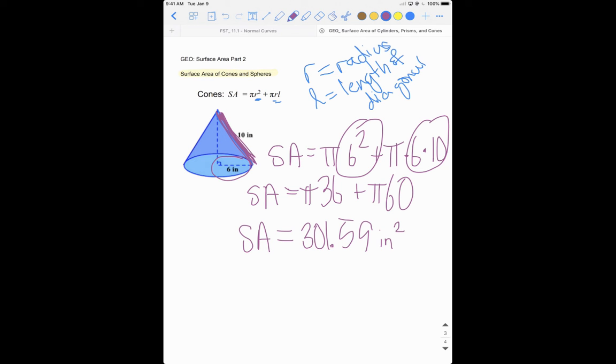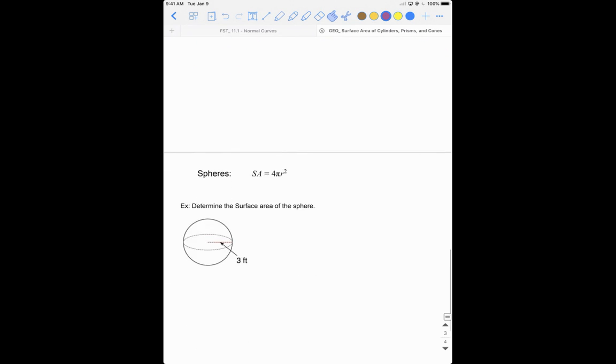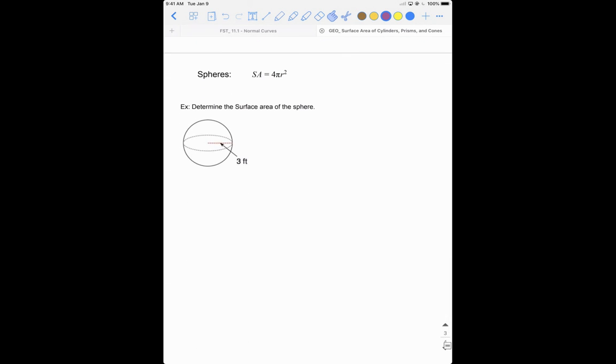All right, so the last one we're going to look at for this section on surface area is about spheres. This one, honestly, is one of the more straightforward ones. So the surface area of our sphere is equal to 4 pi r squared. Again, r most times will always be your radius. And 4 pi is always there. So let's go through and look at our surface area of a sphere. So we're told our radius is 3, right? So r is 3.